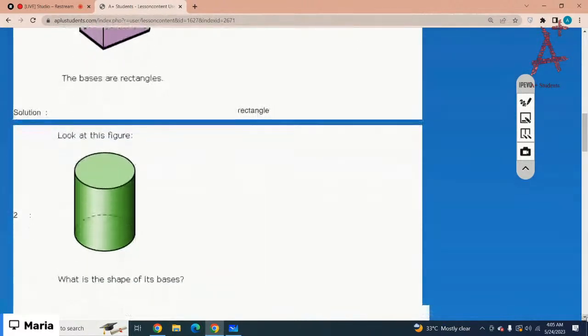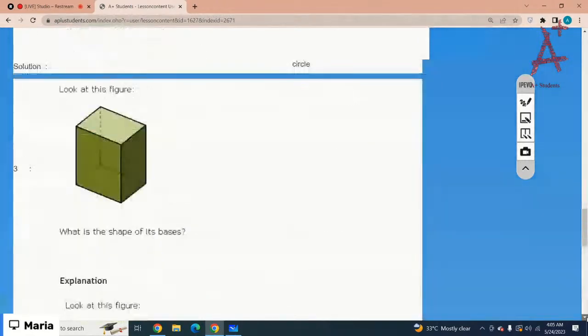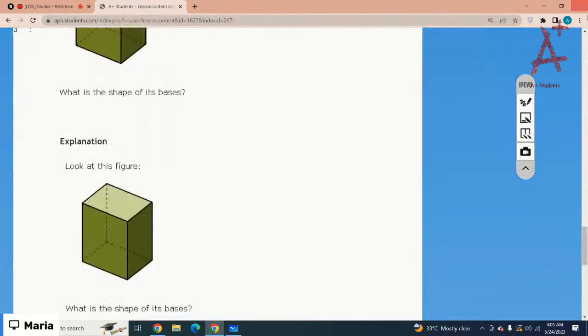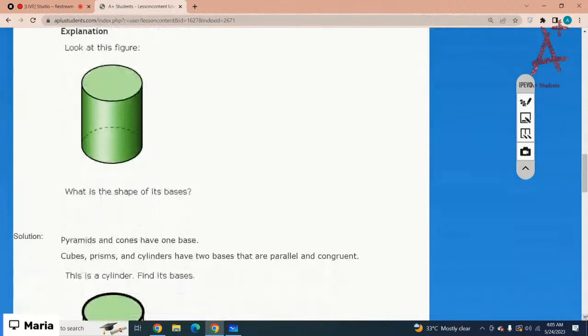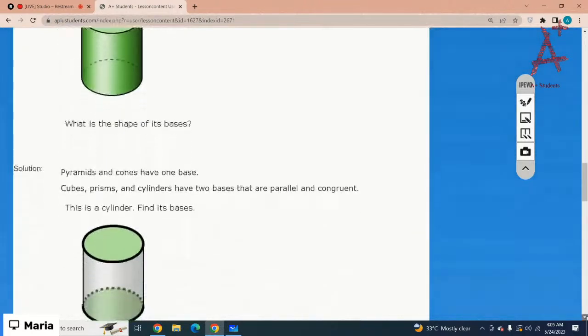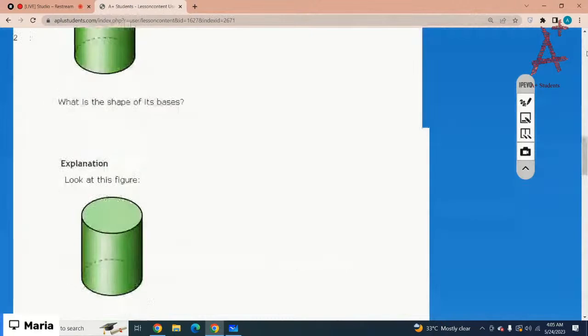Okay, look at this. What is the shape of its bases? Circular. It has circular bases. Got it? Because you can see the top and bottom are circle, so it has circular bases. This is a cylinder actually, and the bases are circle. Let's just start with the test questions.